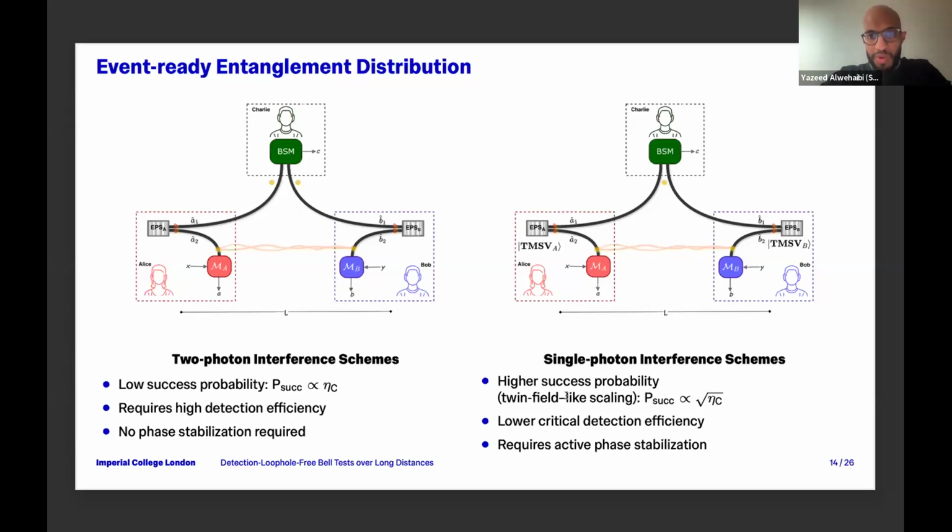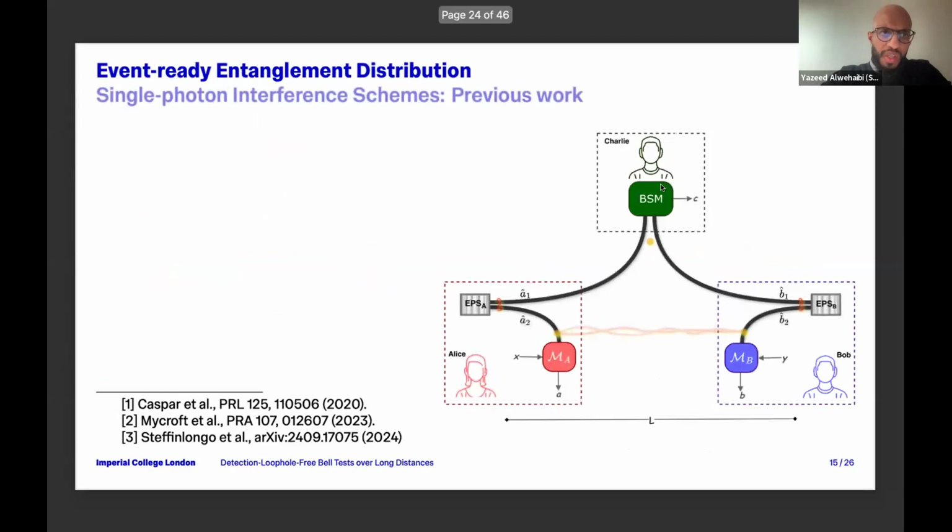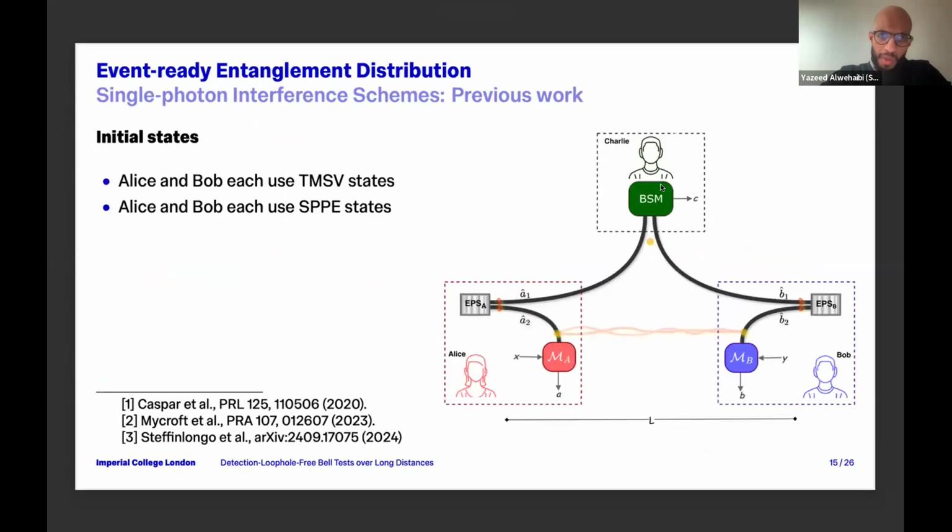And this is the famous twin-field scaling. The advantage of this scheme is it scales as the square root of the channel transmittance, and it will lower the detection efficiency requirement. But the challenging part about this scheme is it requires phase locking. So there is a lot of work on this scheme. People have proposed and demonstrated this scheme experimentally, well, not in a Bell test, but for entanglement swapping.